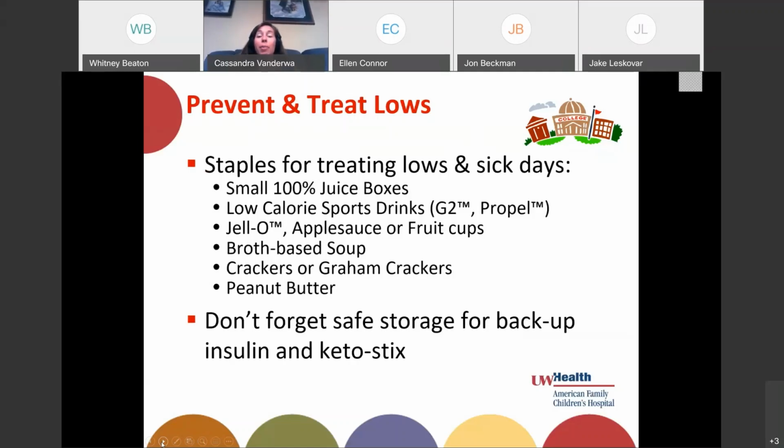Other staples that would be really important to keep on hand for treating lows associated with sick days are juice boxes, low-calorie drinks like G2 or Propel, Jello, again, applesauces and fruit cups, crackers and graham crackers, and peanut butter. Things that we know are easier to digest, shelf-stable, and they're there when you start to feel ill. And please don't forget safe storage for your backup insulin and your keto sticks. Again, you may want to lean into a close friend that you've made or your floor advisor.